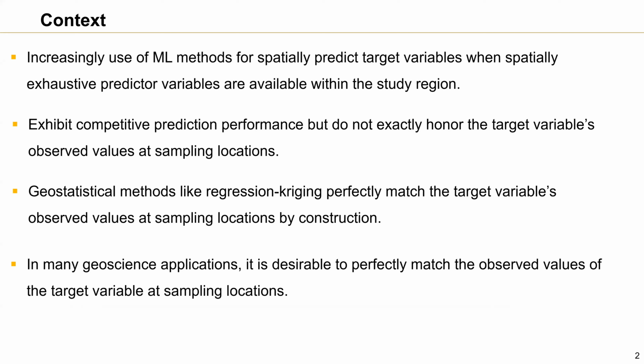On the other side, competitive geostatistical techniques like regression kriging can perfectly match the target variable's observed value at sampling locations by construction. And in many geoscience applications, like in mining geology, it's often very important to try to match the observed value of the target variable at sampling locations, and especially when the target variable's observed value can be considered error-free.